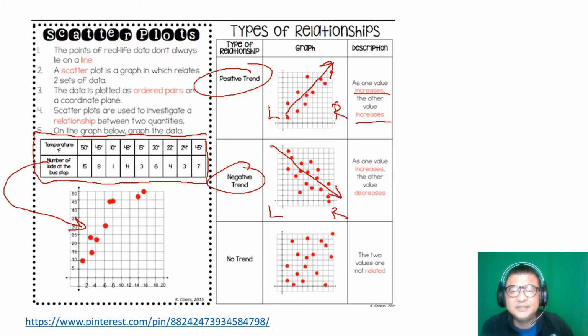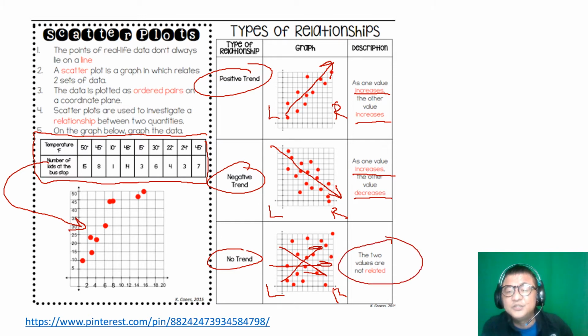What does that mean? As one value increases, the other value decreases. It affects it in an inverse way. But from left to right, you don't see any pattern. It's not going up, it's not going down, it's not just stagnant. Therefore, there is no relationship at all. They are not related. So, no trend. Okay? Remember that. Positive trend going up, negative trend going down, and no relationship at all.